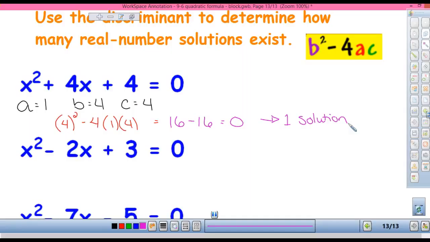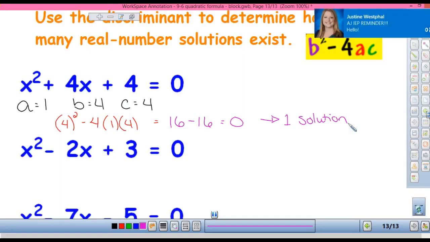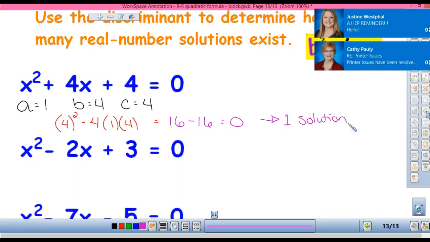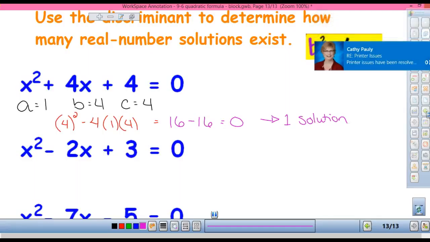All right, so do this next one. Does everybody understand where we're plugging, why we're plugging in numbers where we are? This b squared minus 4ac. Okay, so do it. Do this next one.